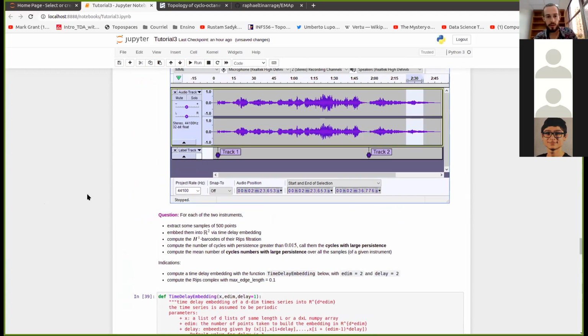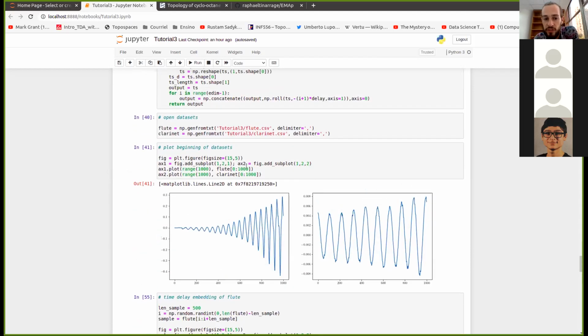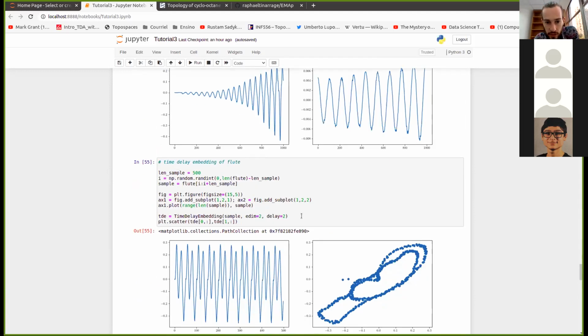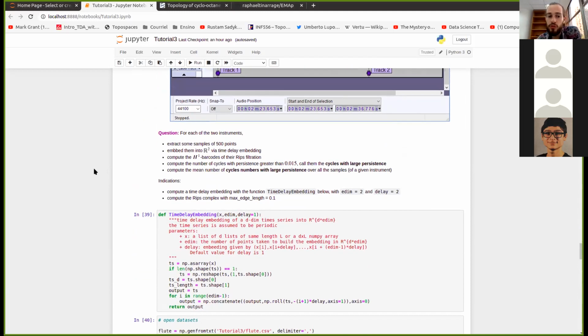So let me read the exercise. I want you to extract random samples of 500 consecutive points for the flute and the clarinet. I want you to embed them into R2 with time delay embedding, so exactly what I've done here, with the same parameters. Then compute the H1 barcode of their Rips filtration. So be careful with this parameter, max edge length. Maybe 0.1 is too much, I don't know.